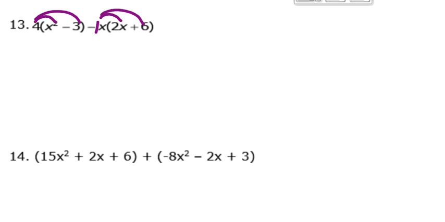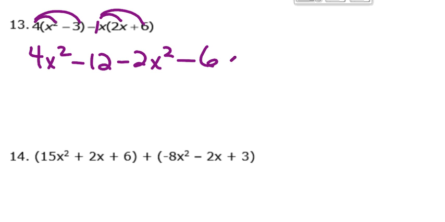Okay, so 4 times x squared gives me 4x squared. 4 times negative 3 gives me negative 12. Okay, I've got to be careful with this negative here. Negative x, or negative 1x, times 2x is going to give me negative 2x squared. And negative 1x times 6 is minus 6x.